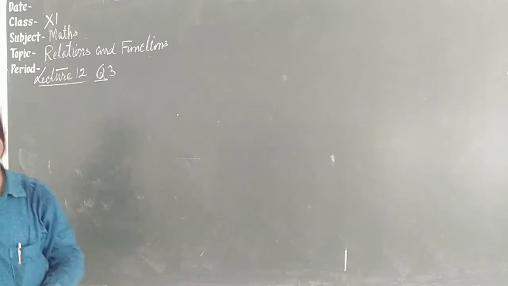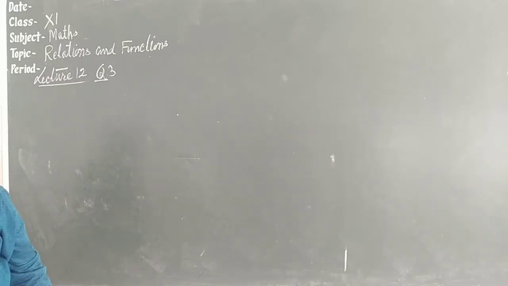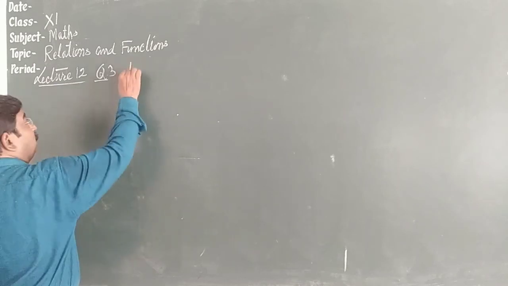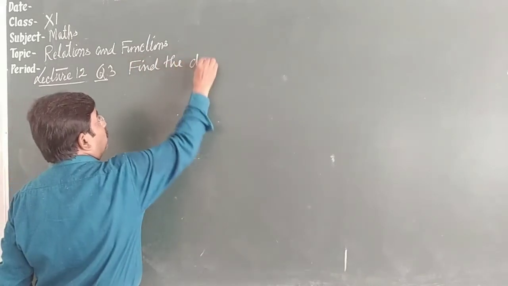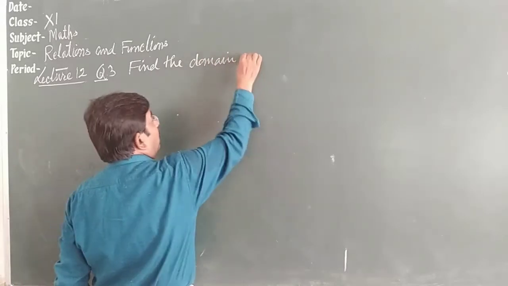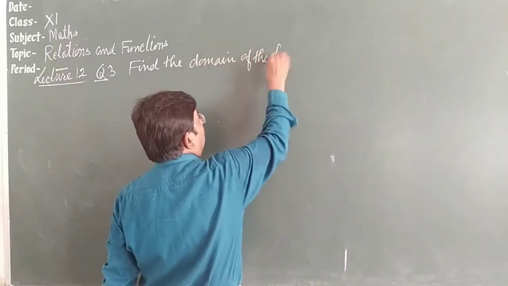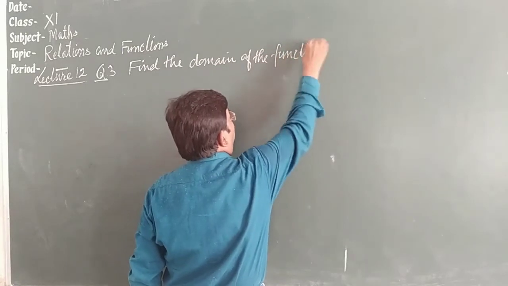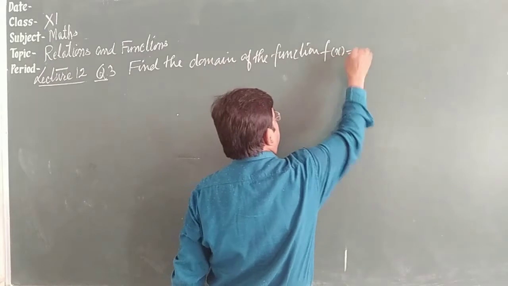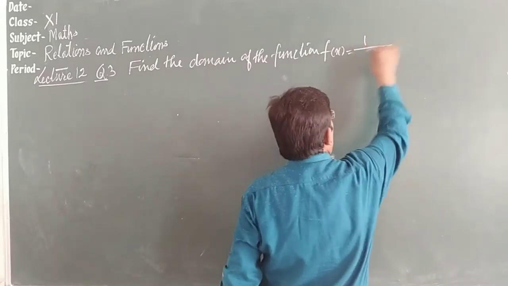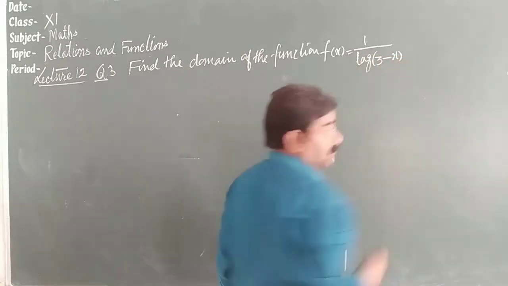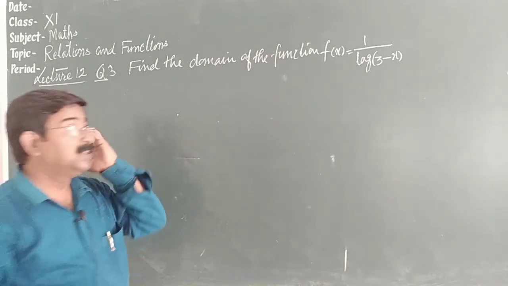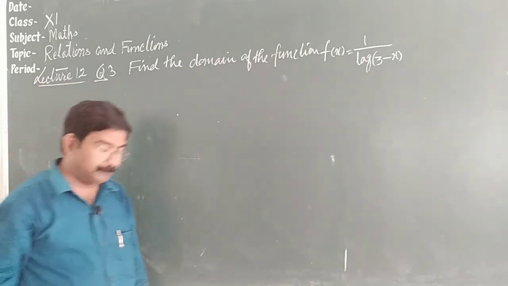Question number 3. The question is, find the domain of the function f(x) is equal to 1 upon log(3 minus x). This is the function. Now try to understand.